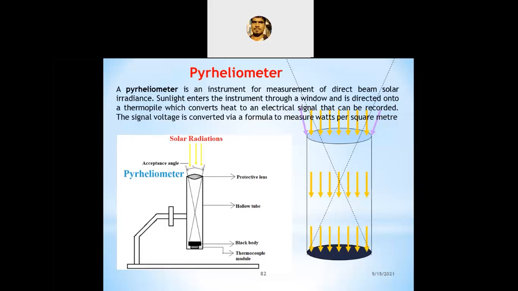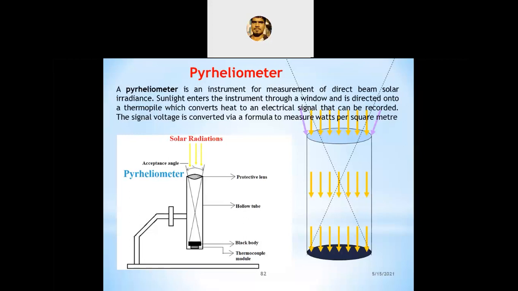cone angle is approximately 5 degrees. So within that 5 degrees it will measure the angles, and whatever rays are received from that 5 degrees will be considered as beam radiation or direct radiation, and that is measured by this pyranometer. And the direct solar component on the horizontal surface may also be obtained by using shading rings. With the help of shading rings, we can also measure the radiations.